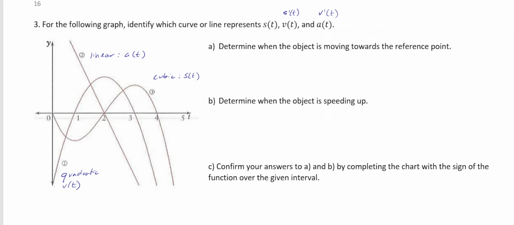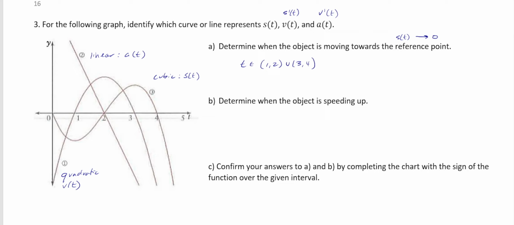Okay, so determine when the object is moving towards the reference point. So when is S at t, so in this case, when is the cubic going towards 0? Well, I'll highlight for you on the graph when the cubic is going towards 0. It goes towards 0 from 0 to 1, from 1 to 2. And then also from 3 to 4, it goes towards 0 as well. So we'll write that right there. So time is an element of 1 to 2 and from 3 to 4.